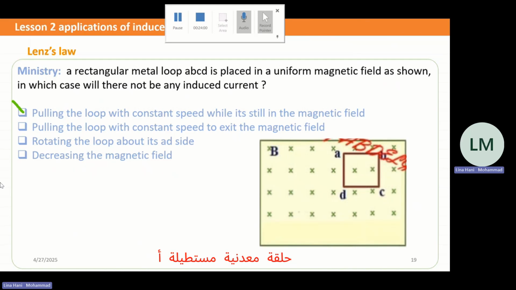A rectangular metal loop ABCD is placed in a uniform magnetic field as shown. In which case will there not be an induced current? Well, it's the first one, and it's because you're pulling this loop of wire with a constant speed. And when you move it with a constant speed in a magnetic field, the amount of magnetic field lines inside the loop stays the same at all times. So there's no change in the magnetic field, and hence no current is generated in the wire. Only when there is a change in the magnetic field will there be an induced current.